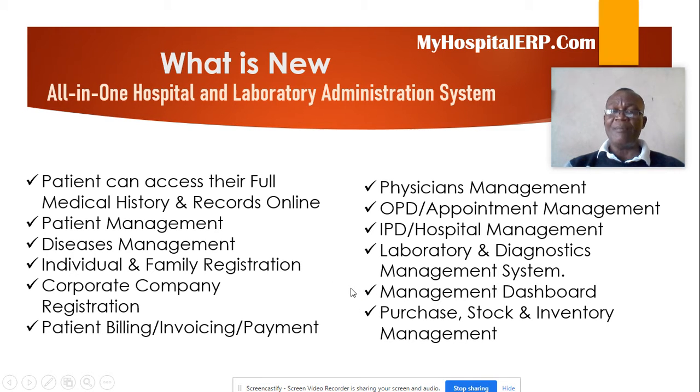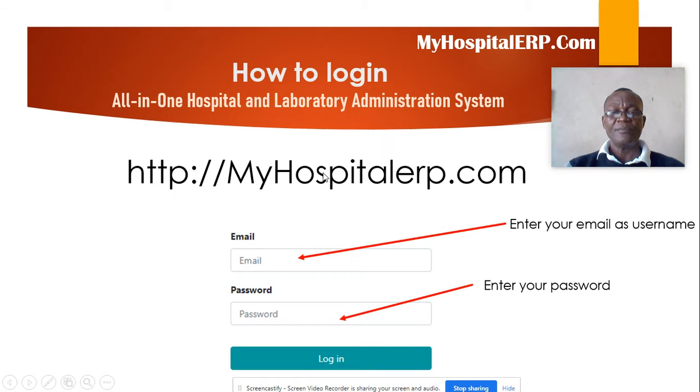Again, this system, My Hospital ERP, also handles purchase and stock inventory for hospitals that purchase drugs and other things, and do a lot of other stocks for the hospital. They'll be able to raise a purchase order, send it to vendors, and then also receive into the system. Okay, so it's a comprehensive hospital and laboratory administration system. You do full hospital management with this system.